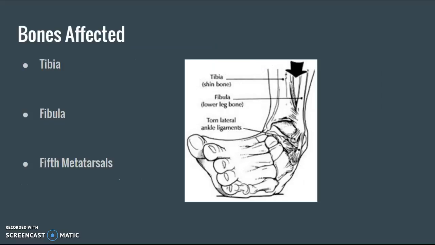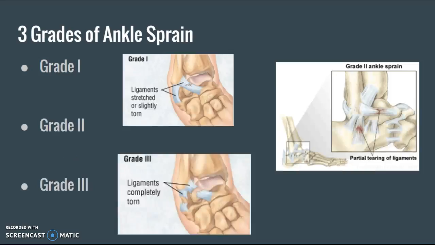Next are the bones that get affected when an inversion ankle sprain happens. The three main bones would be the tibia, fibula, and fractures on the fifth metatarsal, or pinky toe. X-rays are to make sure that the ligament is torn, but in severe cases, MRI is used to see if there is any damage in the cartilage.